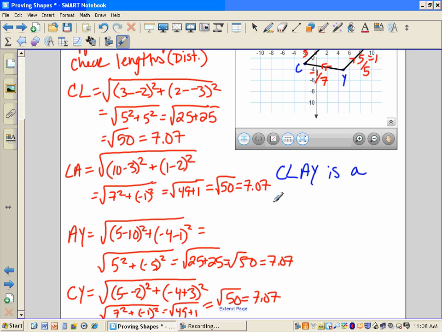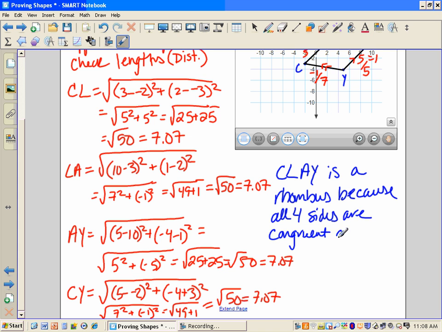is a rhombus because all 4 sides are congruent and opposite sides are parallel. Exclamation point.